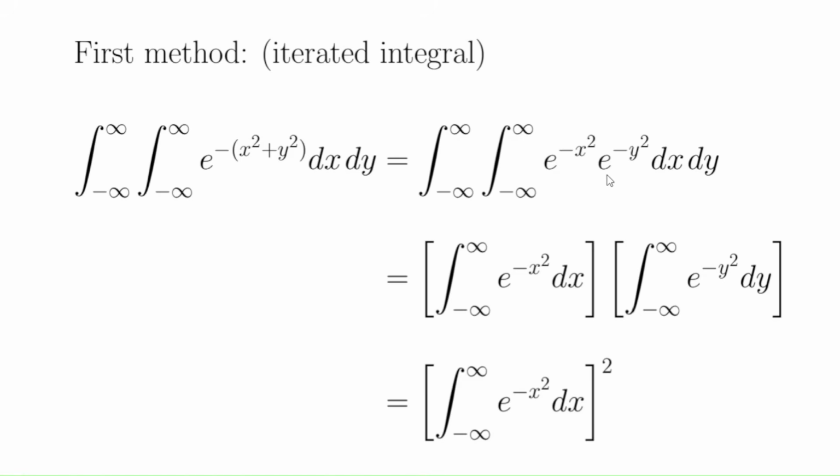So for example, this e to the negative y squared can come outside of the inside integral that only involves x's, and you can split it apart like this. And notice that the two integrals that you get are really the same integral. You're just using a different dummy variable. So this ends up just being this Gaussian integral that we're looking for squared. So one way of calculating this integral, we get this integral squared.